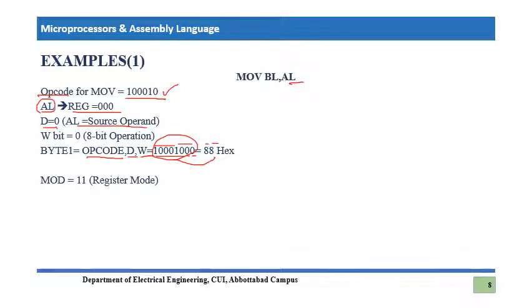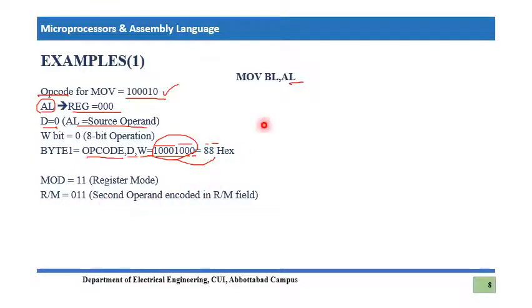Now we're going to discuss the mode. Mode is equal to 11, or it is register mode. We don't see any memory operand here. These both are what? Registers. So the second operand will also be a register. That means mode will be equal to 11. So r/m would be equal to 011.